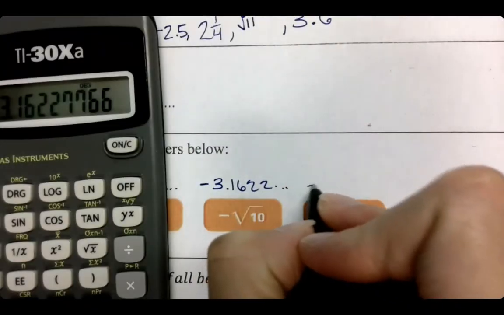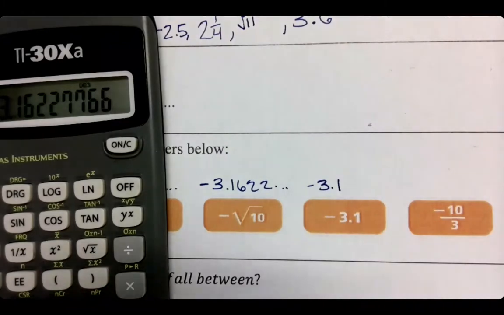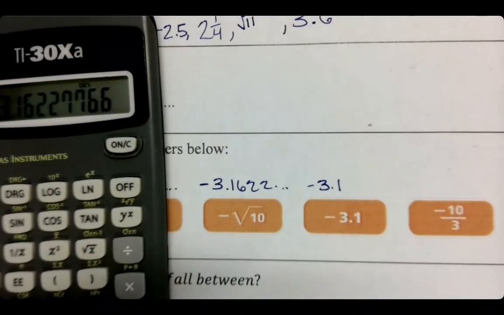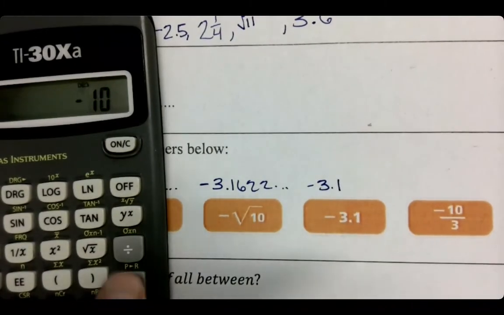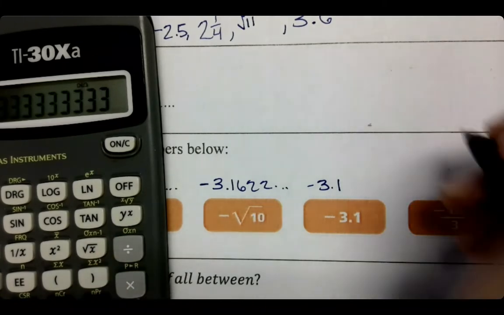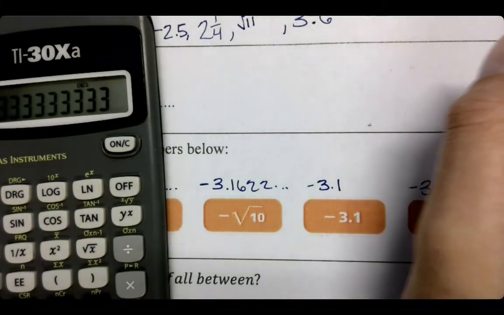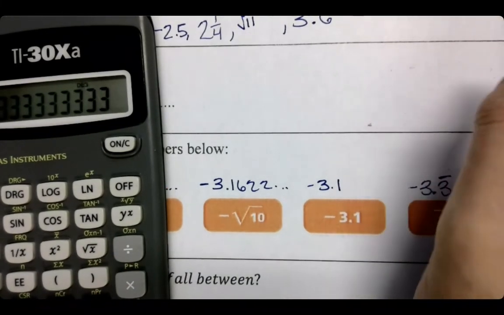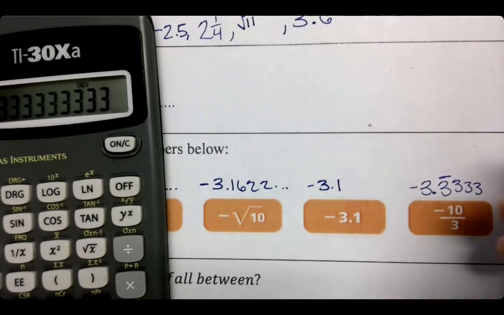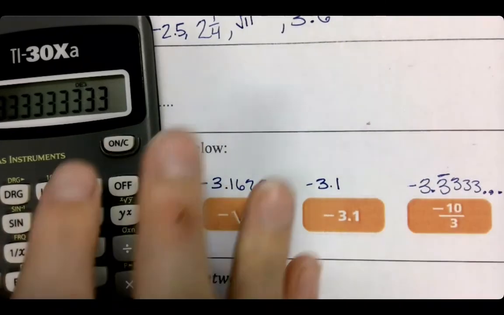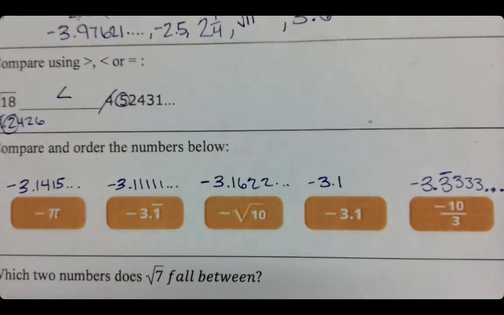Then we have negative 3.1. I'm going to write it just so I don't forget about it like on the first one. And then negative 10 divided by 3. It's negative 3.3 repeating. Okay? So now that we have those into decimals, think about a number line.